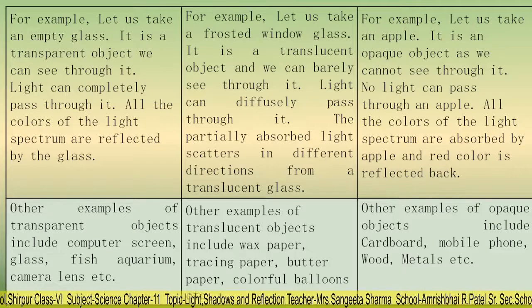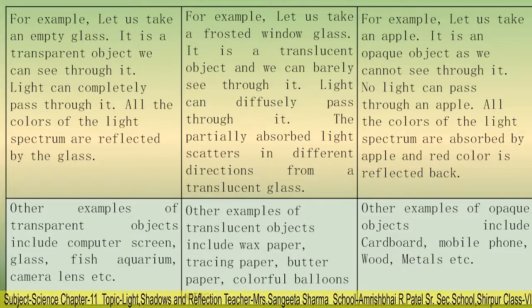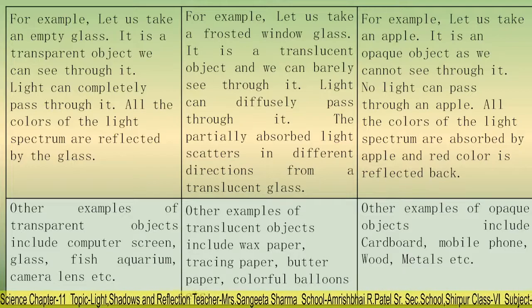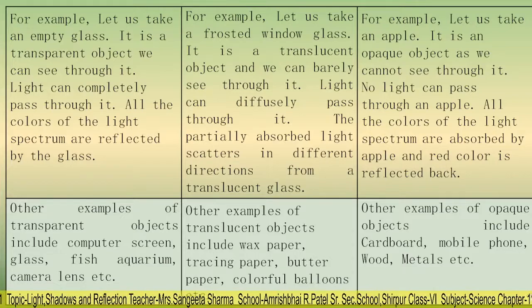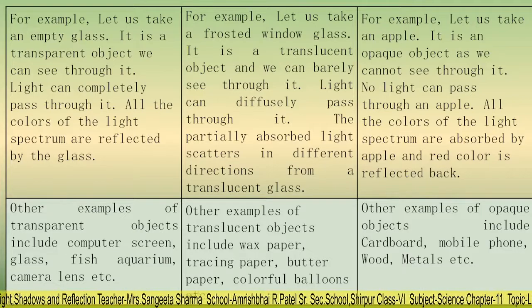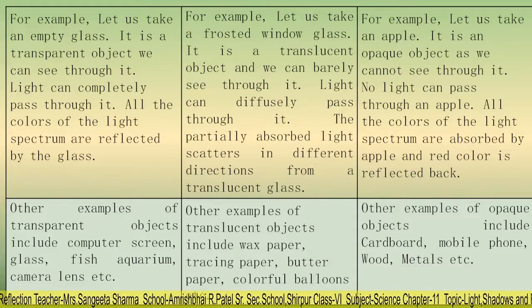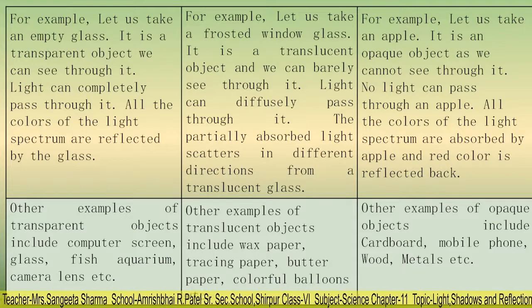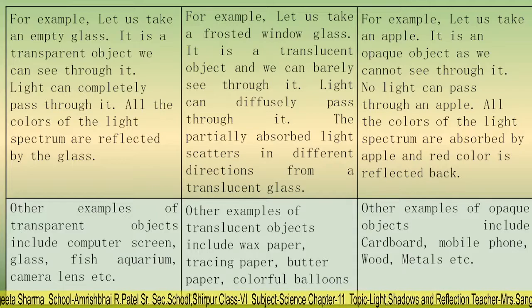And for the opaque object, we are taking the example of an apple. It is an opaque object, as we cannot see through it, no light can pass through an apple. All the colors of the light spectrum are absorbed by the apple, but only the red color is reflected back. That's why we can see the apple in red color.